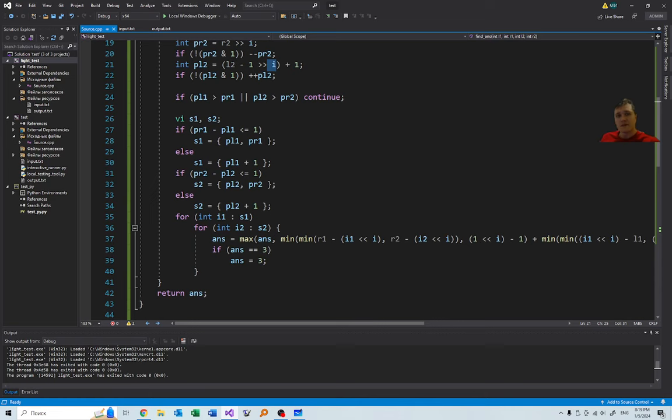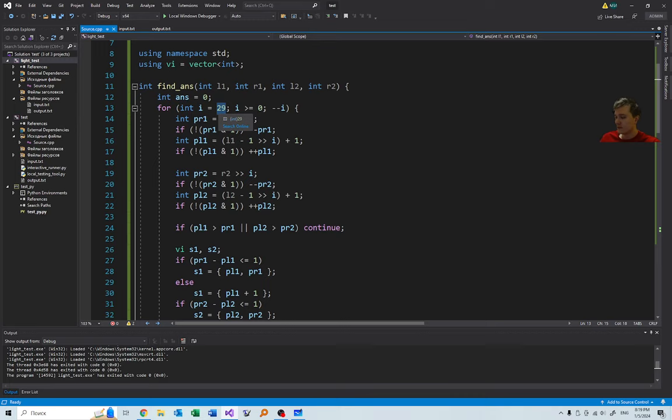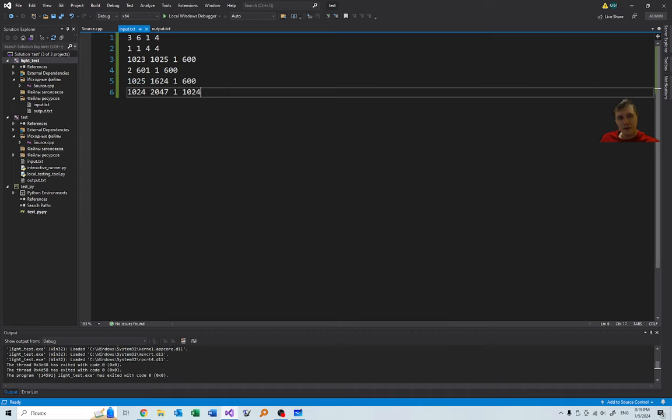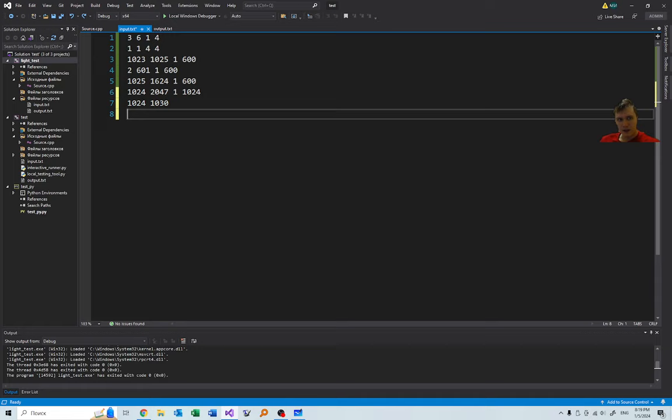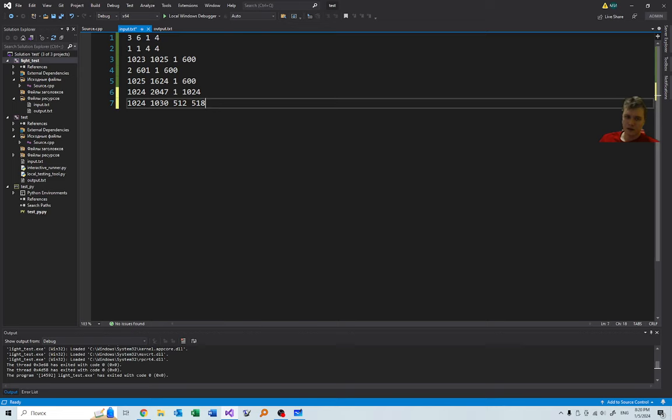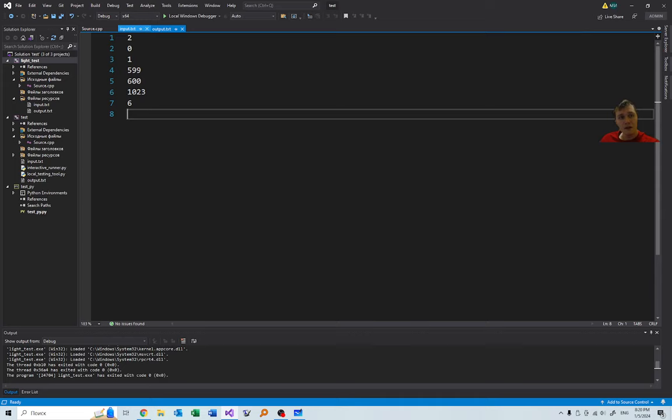So part by part. First of all, the maximum power of 2 is only 1 in any string. This is true. The second thing says that... let's check something else, for example, this and this. It should be 6, I believe. It should be 6. Yes, it is 6.